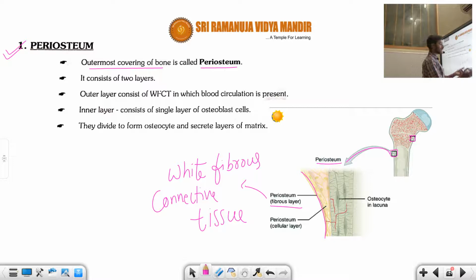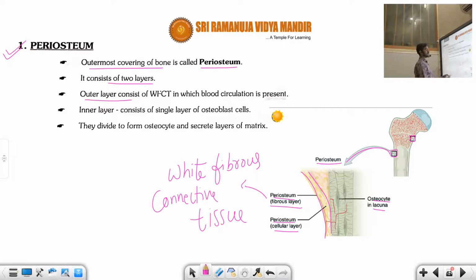Below the outer layer is another layer, the inner layer. You can see this layer is a cellular layer. In this cellular layer, below it, we have an osteocyte. It is present in the lacuna. Now this information is only given for you, student; you can carefully see it. So the periosteum is made up of two layers.